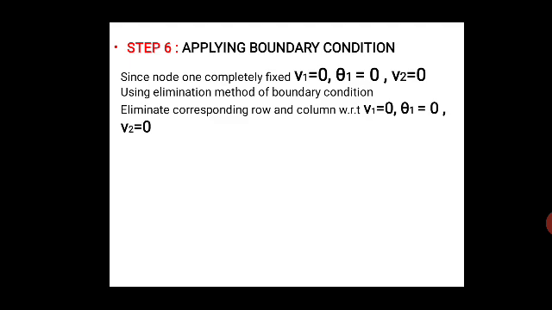Now step number 6, apply boundary conditions. Since node 1 is fixed completely, the linear displacement V1 is 0 and the angular rotation theta 1 is also 0. At node 2 the beam is provided with a roller, as you can see in the sketch. It is restricted from moving in the downward direction, so we consider V2 equal to 0. Since the roller is free to move in the x direction, there is a possibility of angular displacement, so we need to determine theta 2. Using the elimination method of boundary conditions, we eliminate the corresponding rows and columns of V1, theta 1 and V2.